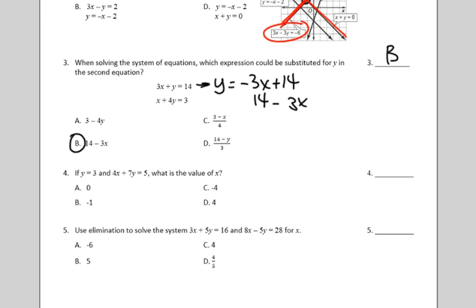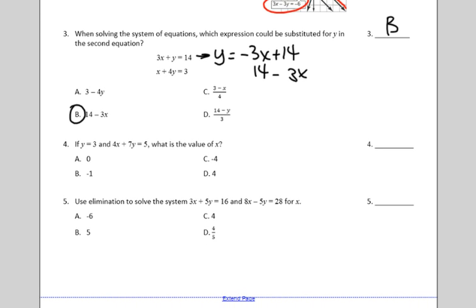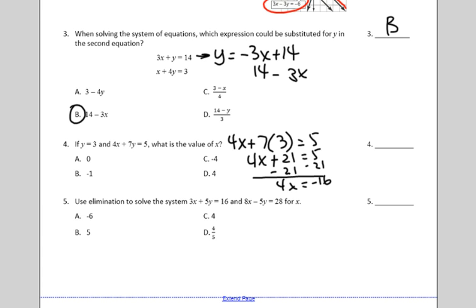If y is 3, what is the value of x? So we have 4x plus 7 times 3 equals 5. 4x plus 21 is 5. Subtract 21. 4x is negative 16. Divide by 4, x is negative 4, which is choice C.